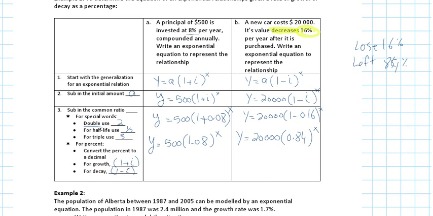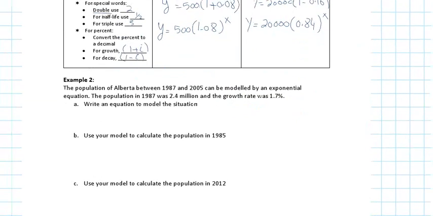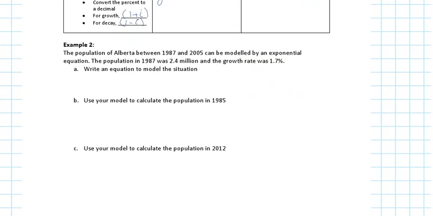Okay, let's read that last question. I'm giving you a few seconds to read it and to think. The population of Alberta between 1987 and 2005 can be modeled by an exponential equation. You're reading keywords, right? Can be modeled by exponential equation.